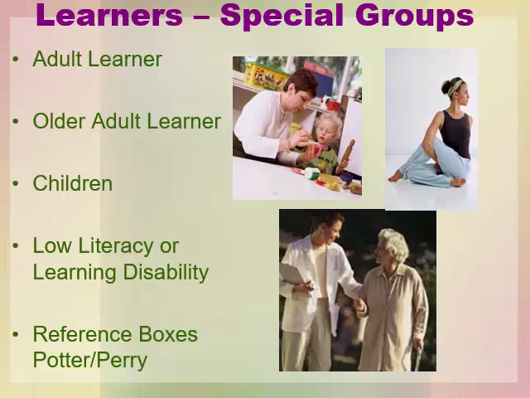In the older adult, you may need to modify the teaching plan by presenting it slowly. This will help to accommodate for the normal sensory changes that are associated with aging. Potter and Perry reference box 25-8 has more information on how to help plan your teaching to the older adult.